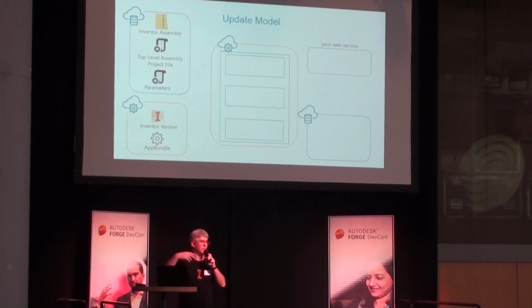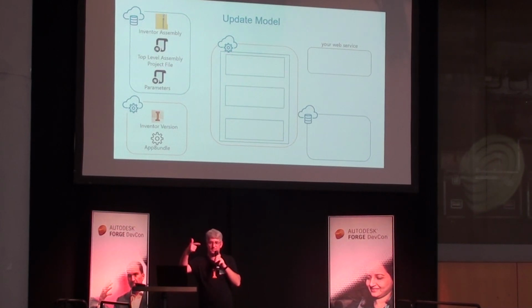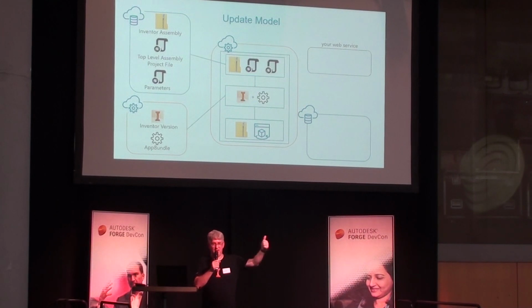All right, so I want to walk through one more just to make sure it's clear. So if you look at the update model workflow, the input files are, again, the Inventor assembly, the top-level assembly and project file, the updated parameters in JSON format, and your app bundle. We bring those things in, we run them through our engine, we give you the output. So in this case, the outputs were an updated Inventor assembly zip file and a Forge viewable.